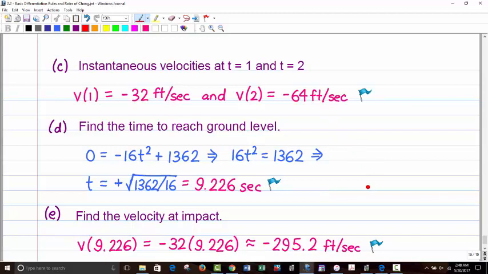So what's the velocity at impact as it's hitting the ground? So the velocity is negative 32t, put in 9.226, and it's traveling at negative 295.2 feet per second.